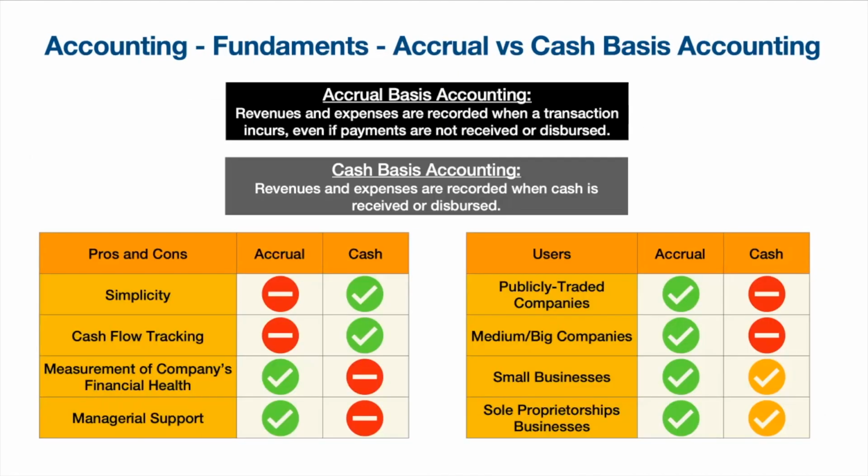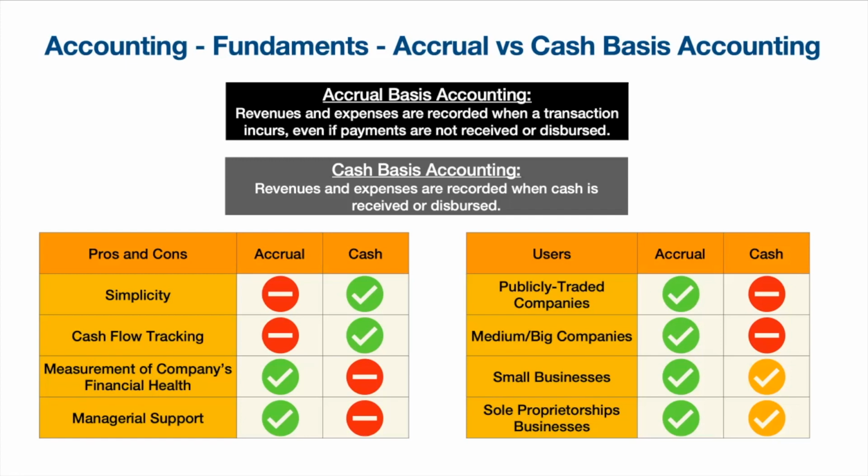Why? The accrual-based accounting is when revenues and expenses are recorded when a transaction occurs, even if payments are not received or disbursed. On the other hand, on a cash-based accounting, my revenues and expenses, they are recorded when cash is received or disbursed. Which are the pros and cons of these two methods?